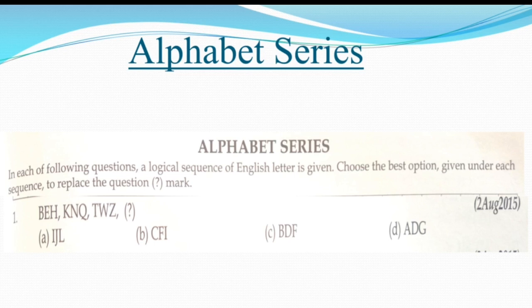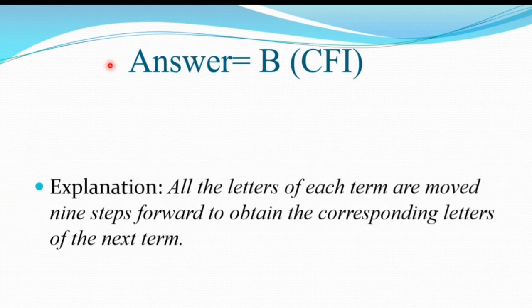Okay, the correct answer is option B, CFI. Explanation: all the letters of each term are moved 9 steps forward to obtain the corresponding letters of the next term. So you can try this.